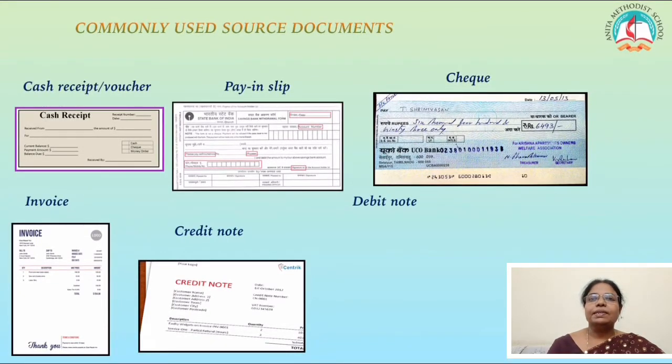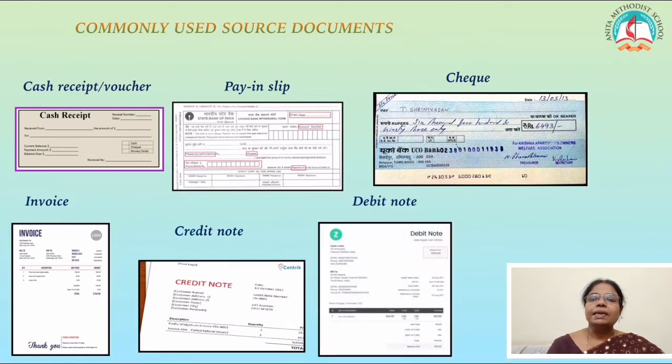Now we will see what is debit note. A buyer may return the goods to the seller in various situations such as when goods are defective or damaged, goods do not meet the specification, etc. When goods are returned, the buyer prepares a debit note and sends it to the seller. It contains details such as the description of the goods, quantity returned and their value.